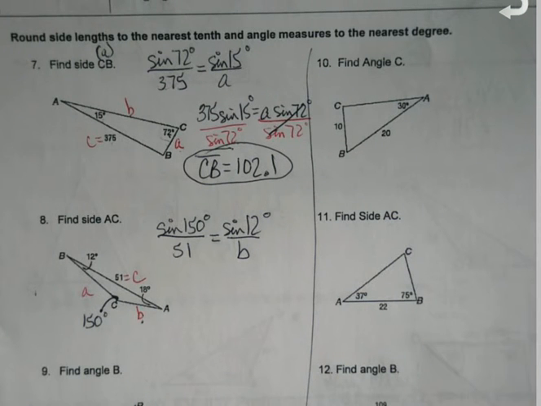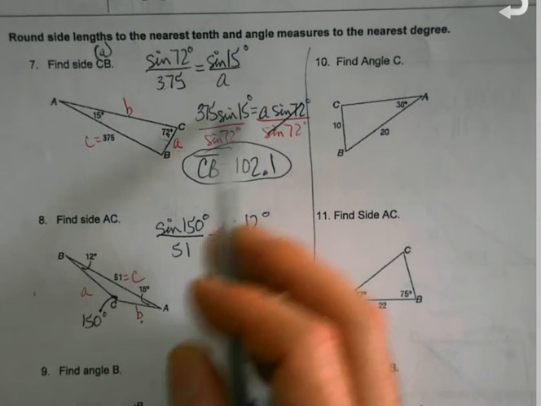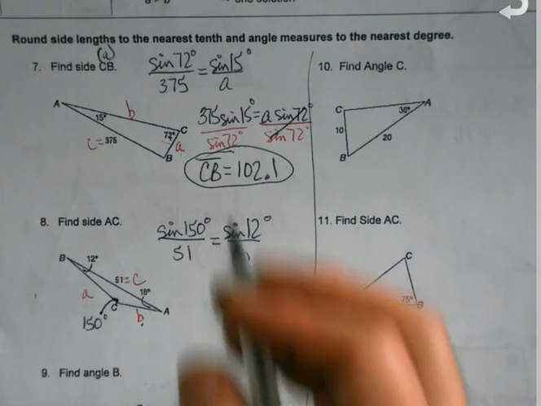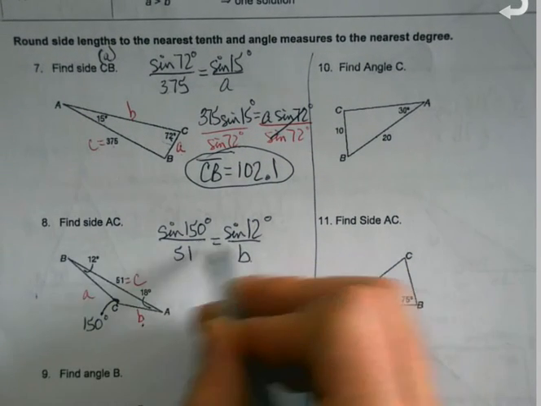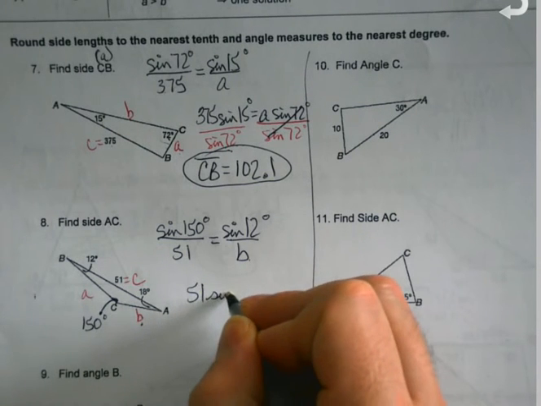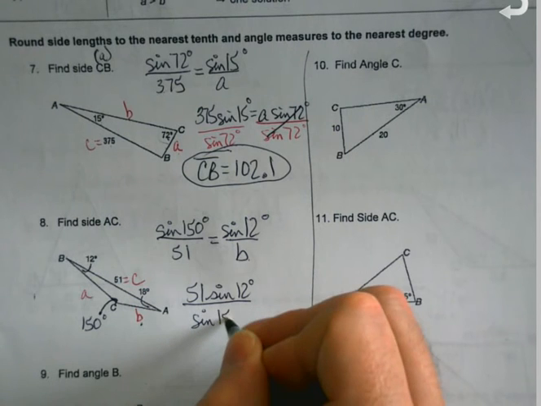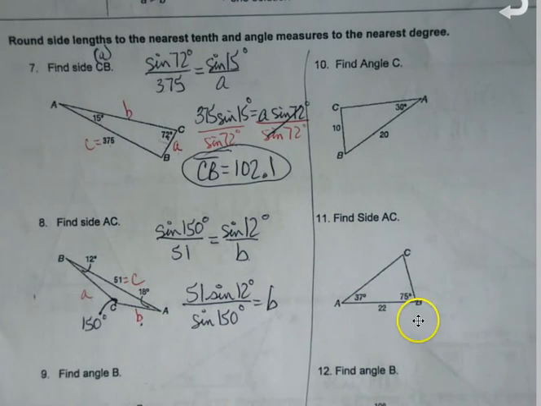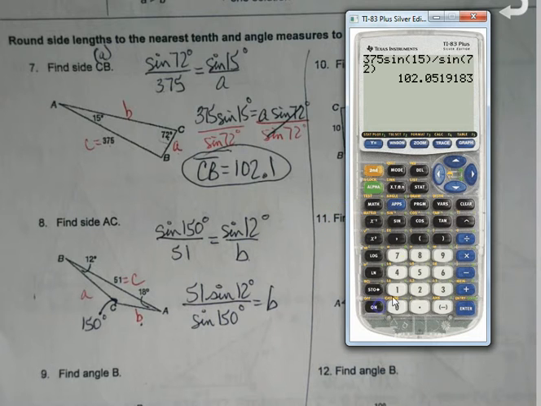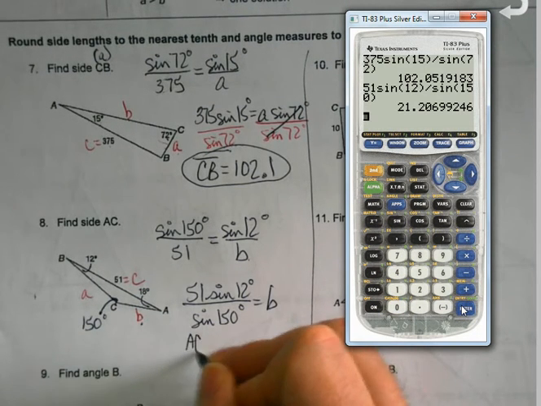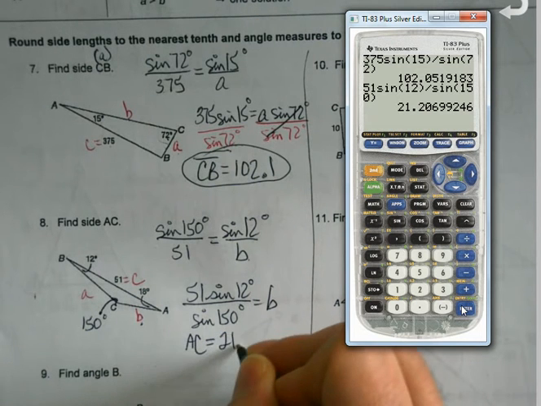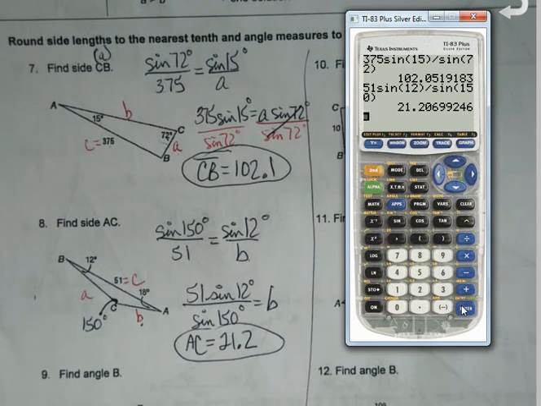So whenever I'm calculating these, if I want to save myself one step, if I like seeing this step by step, that's fine. If you look for the diagonal that doesn't have your variable term, you multiply those, and then you just divide by the sine term that's with your variable. And then let the calculator go to work. So side AC, or if you called it side B, I wouldn't complain. It's 21.2.